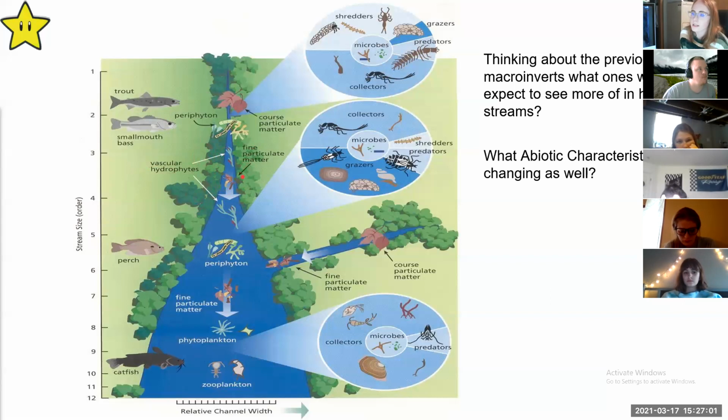Yeah, so adding to that, thinking about your energy, right? And so in the handout, I mentioned energy. A lot of the energy for the basis of the headwater system is coming from your coarse particulate matter that is coming in from the terrestrial system.